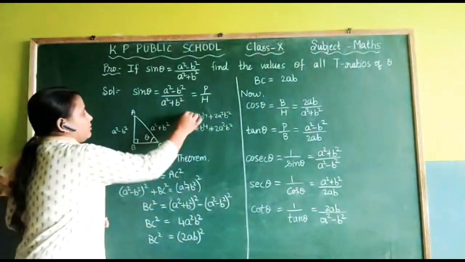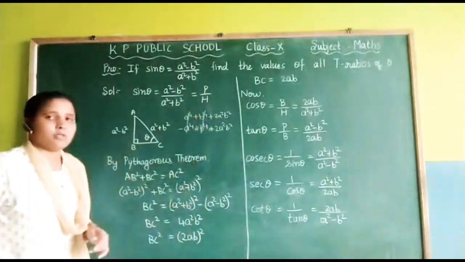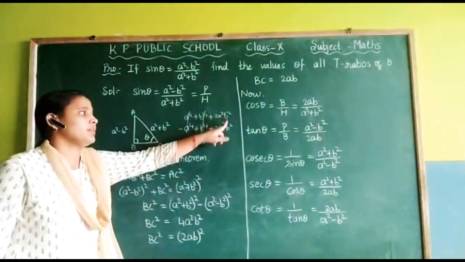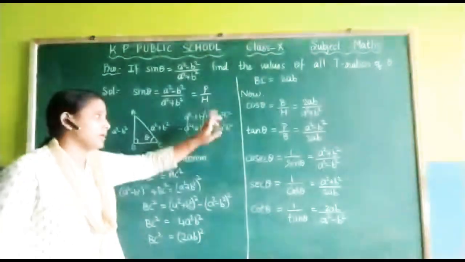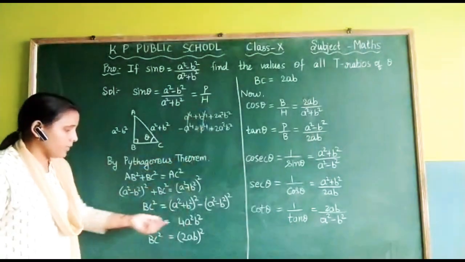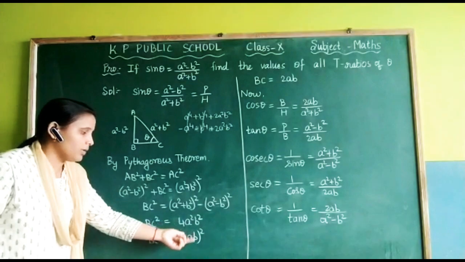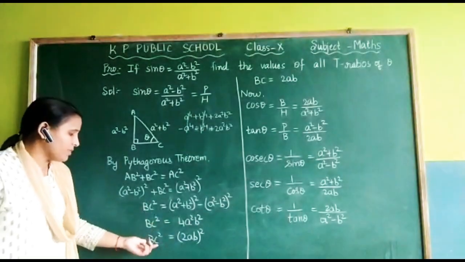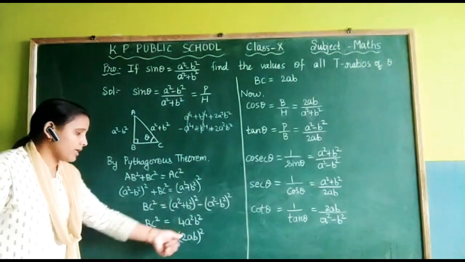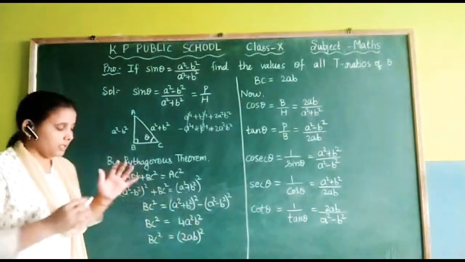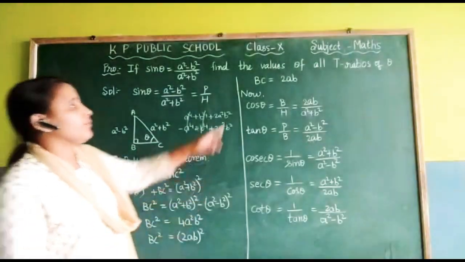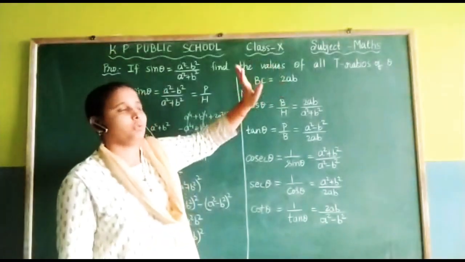On the whole, this value will be cancelled. What is remaining? That is 2a square b square and 2a square b square. So it will become 4a square b square. Now this can be written as (2ab) whole square. So BC square is equal to (2ab) whole square. So when this side is square and the other side of the equals sign also has square, the square will be cancelled. It will simply become BC is equal to 2ab.